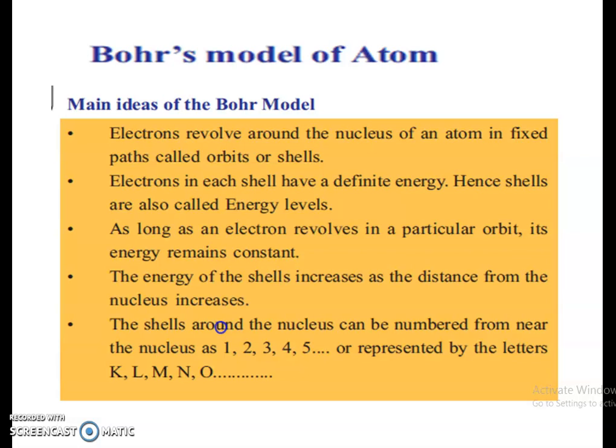The shells around the nucleus can be numbered from near the nucleus as 1, 2, 3, 4, 5, or represented by the letters K, L, M, N, O. So we follow this type of electronic configuration. The shell nearest to the nucleus is named K, then L. K is the first shell, L is the second shell, M is the third shell, N is the fourth shell, and so on.